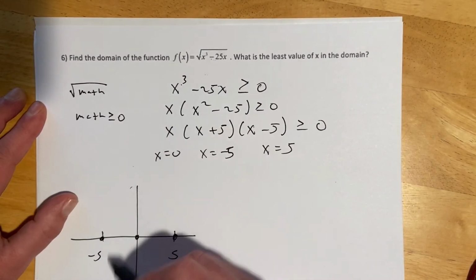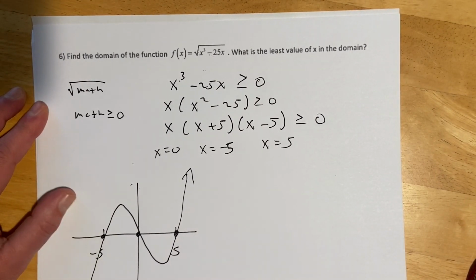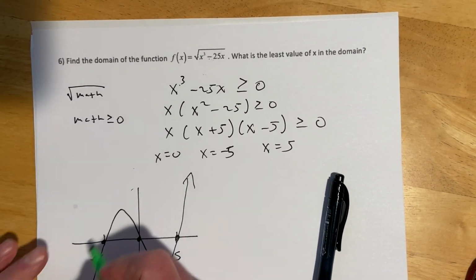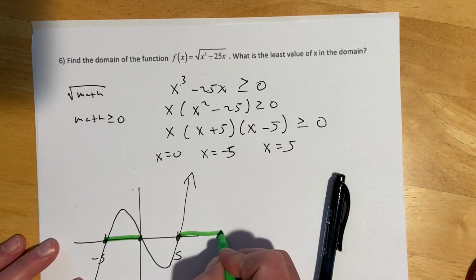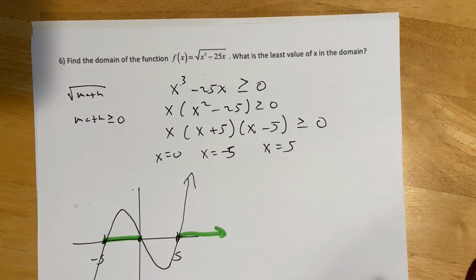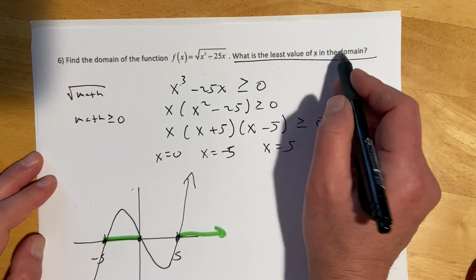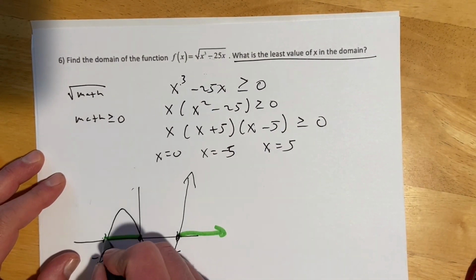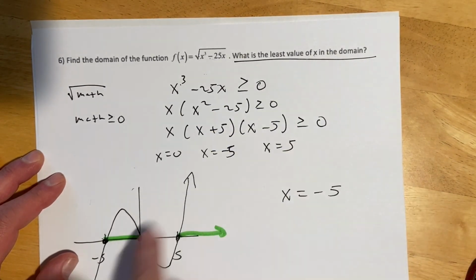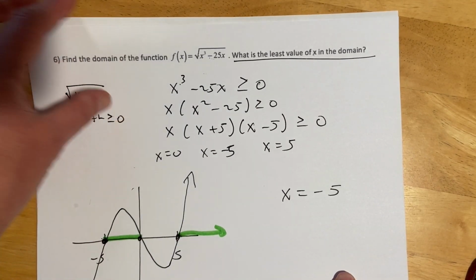And let's see, we had an x cubed, so it's going to come in from the bottom and then do something like that. And we want where this is greater than or equal to 0. So that's going to be this region in here and this region out here. Oh, and this one has these really dumb directions. What is the least value of x in the domain? So we would say the least value of x is right there. It would be x equals -5. If it asked for the domain itself, it'd be -5 to 0 and then 5 to infinity, which is more what the next one does.